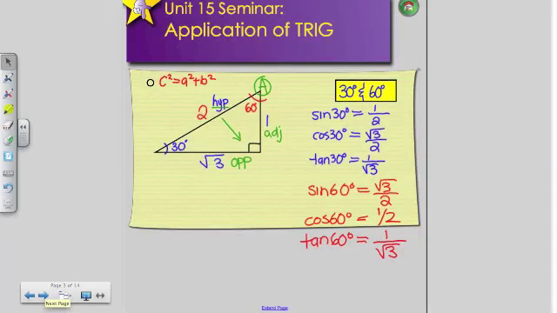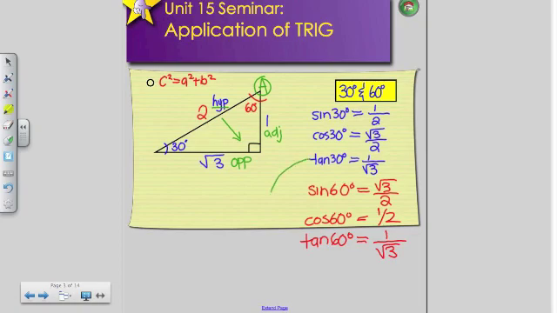Can anyone tell me, examining all 6 trig ratios at the same time, what is equal to what? Do you see any patterns here? There has to be some sort of pattern because we're using the same triangle, and even though the opposite and adjacent are different, we have the same numbers. So what are the patterns? Can anyone tell me? Brendan, what do you see here?